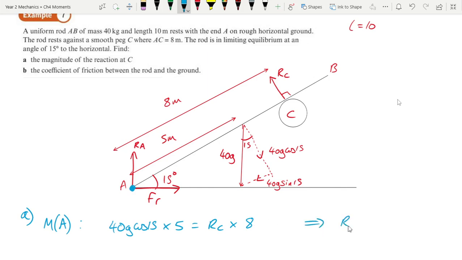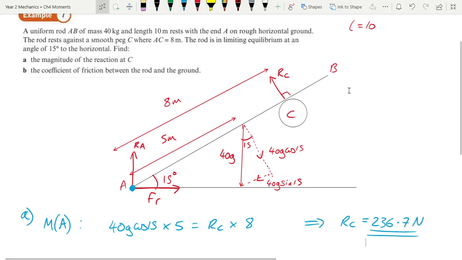And I can solve this equation to find RC, and I get 236.7 newtons. Okay, so that's that bit.